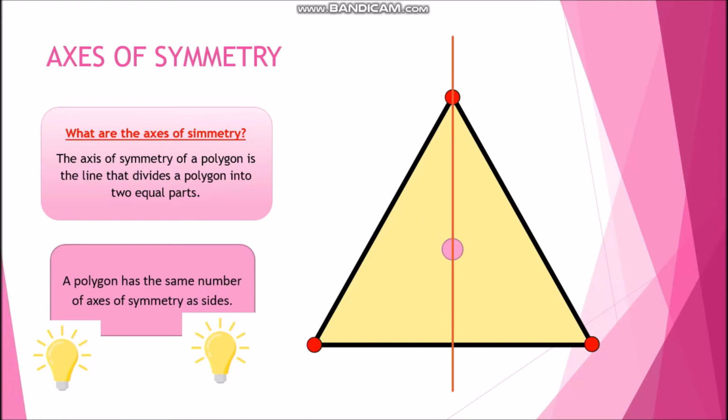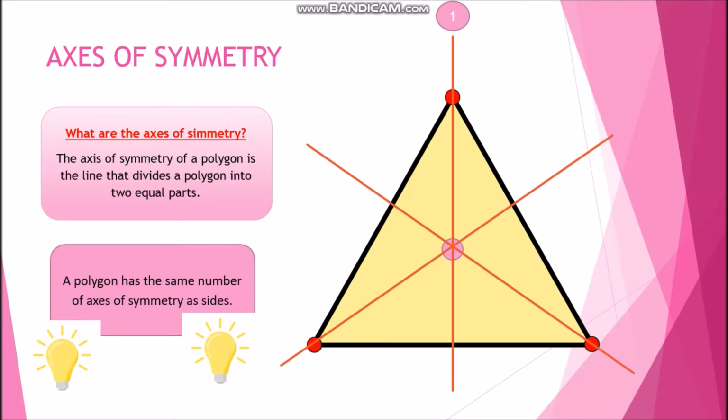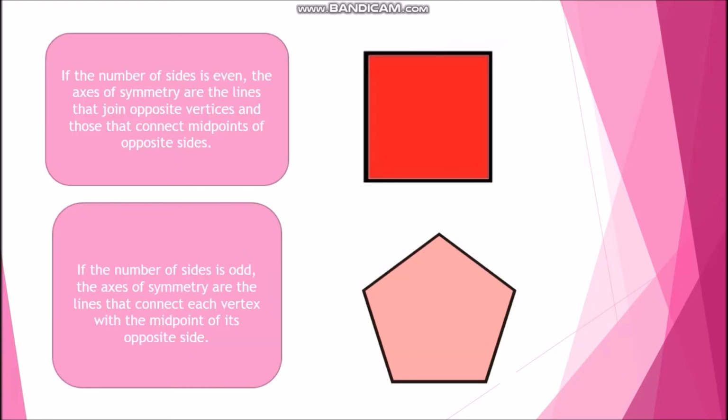We have 1, 2, and 3 forms to divide this triangle. Tengo tres formas de dividir este triángulo. We have 1, 2, and 3 axes of symmetry. Entonces tenemos 1, 2 y 3 líneas de simetría o ejes de simetría.